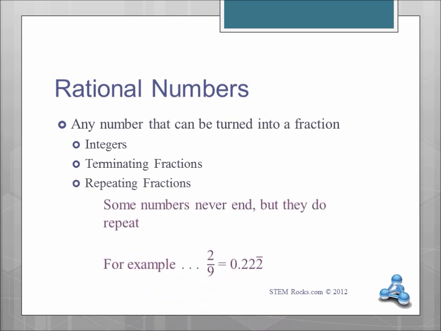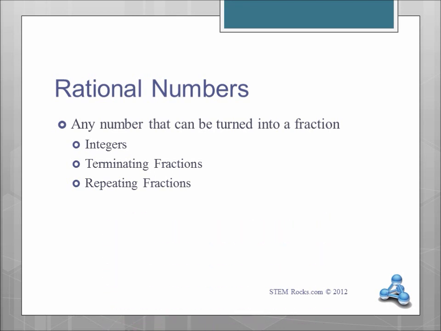Repeating fractions are also rational numbers. These numbers do not end, but they repeat. Some combination of numbers after the decimal point repeats. In our example, 2 over 9 is equal to 0.22222222222, and so on and so forth. The number 2 repeats, so 2 over 9 is a rational number because it is a repeating fraction. In other words, rational numbers are ratio numbers. They can be expressed as ratios or fractions.